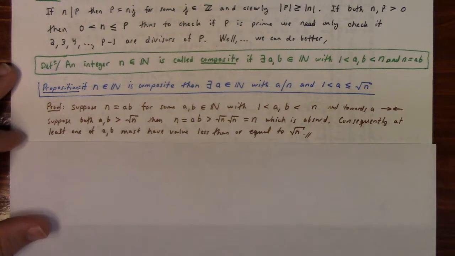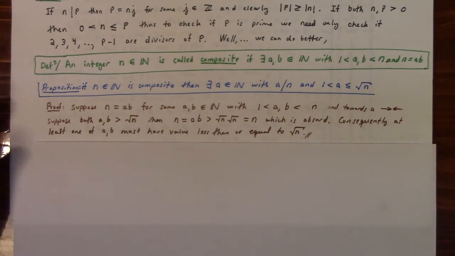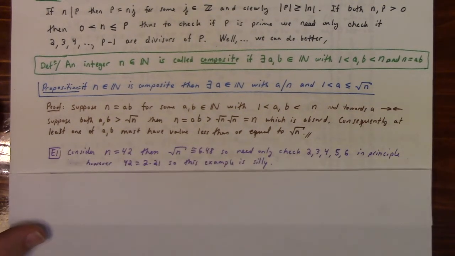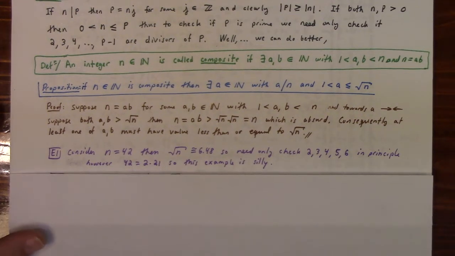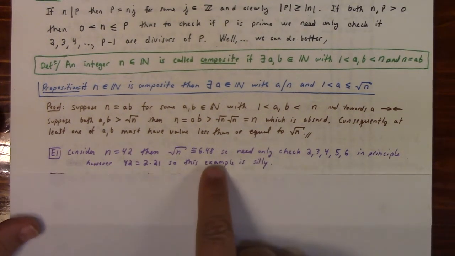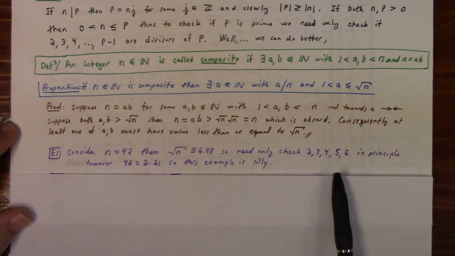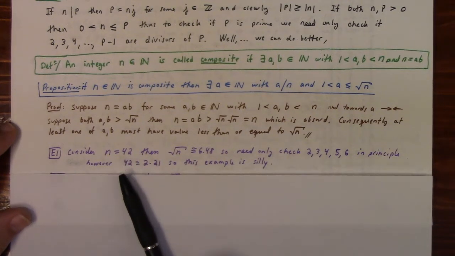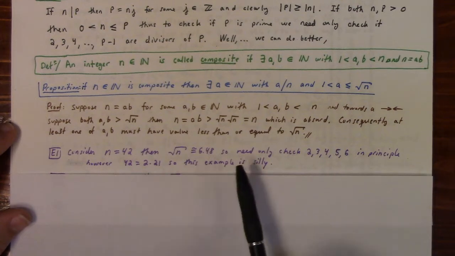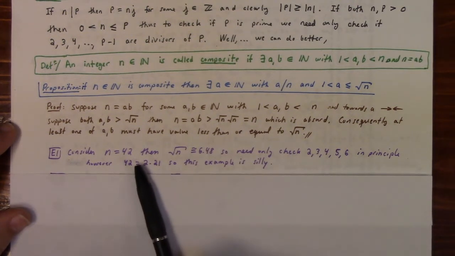And that's the proposition. So to check whether a given integer is prime, which we call checking the primality of n, we just need to check divisors up to the square root of n, which we can approximate with a calculator if we want. For example, n equals 42. The square root of 42 is about 6.48, so in principle I only need to check 2, 3, 4, 5, and 6 to see if this is prime. Of course, we know it's not prime, and by the time you get to 2, you've already figured that out.